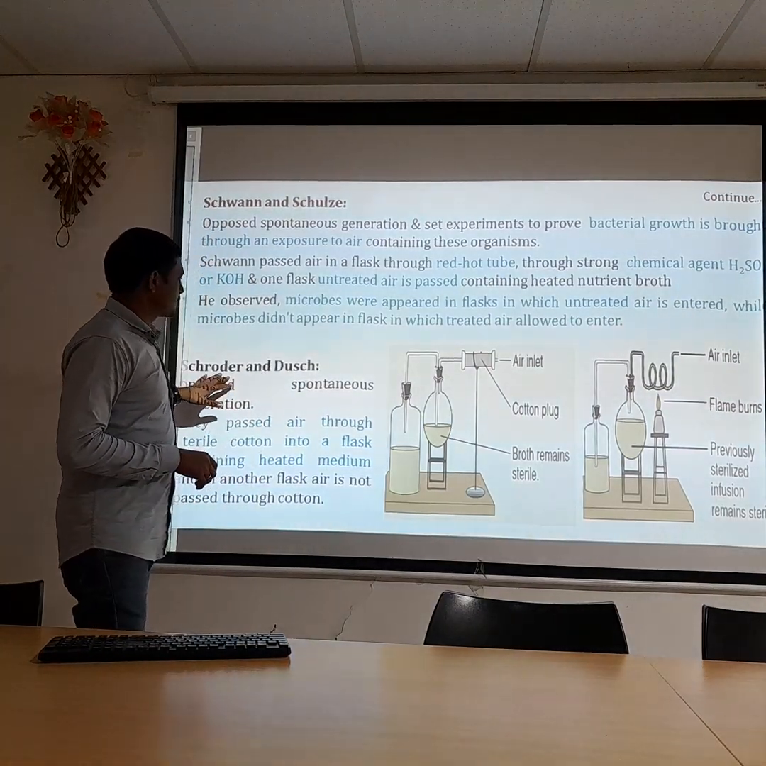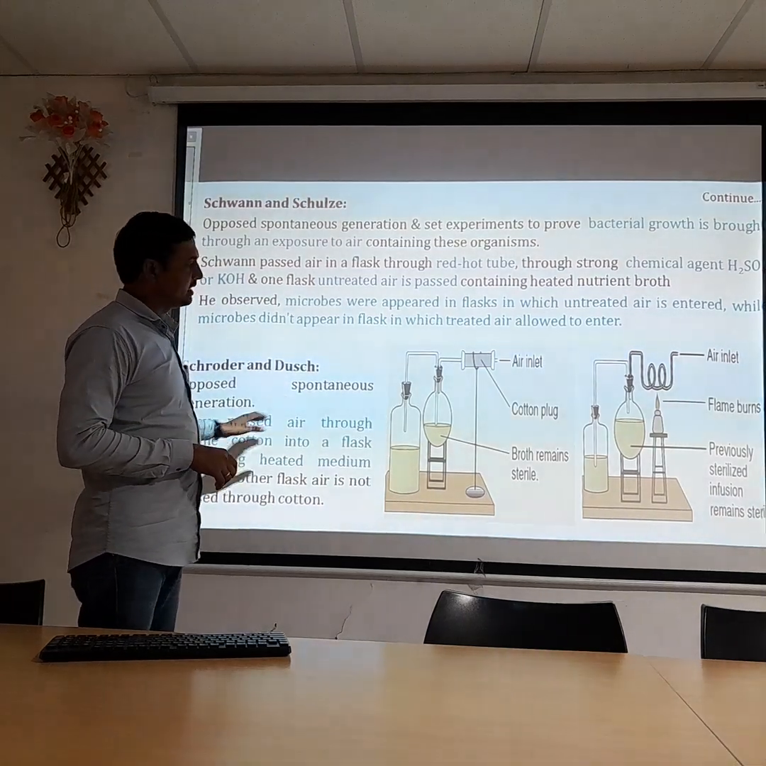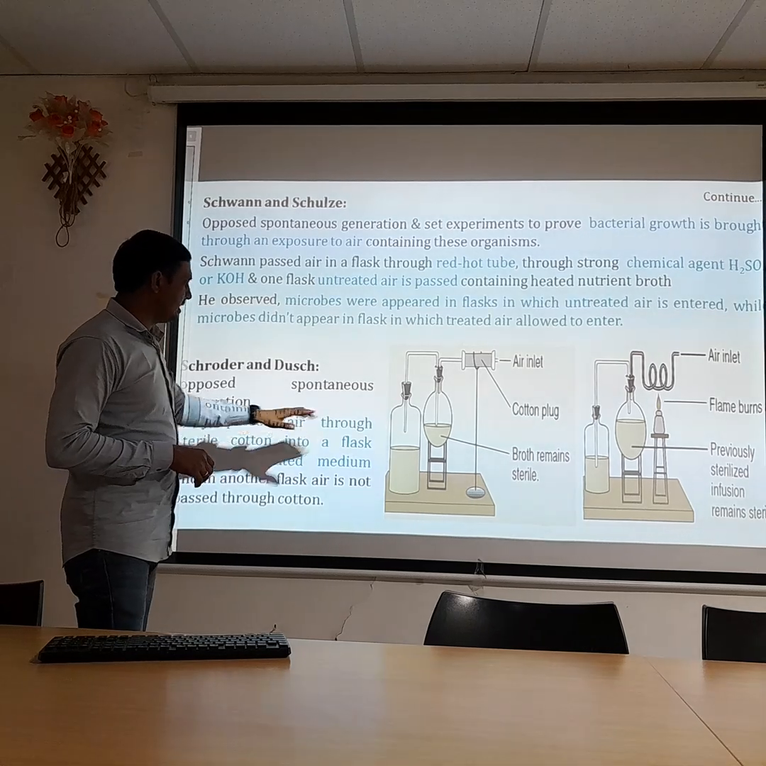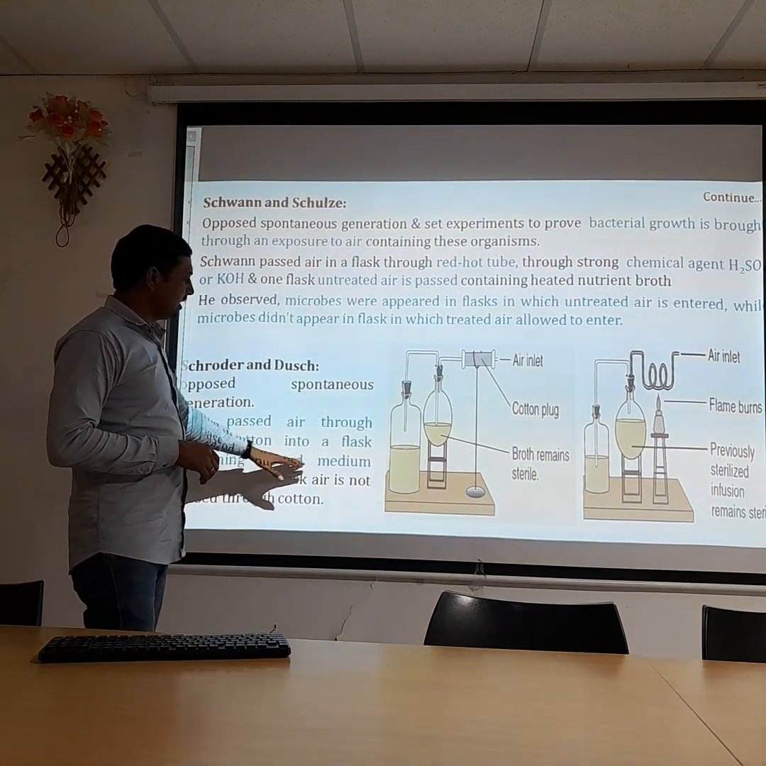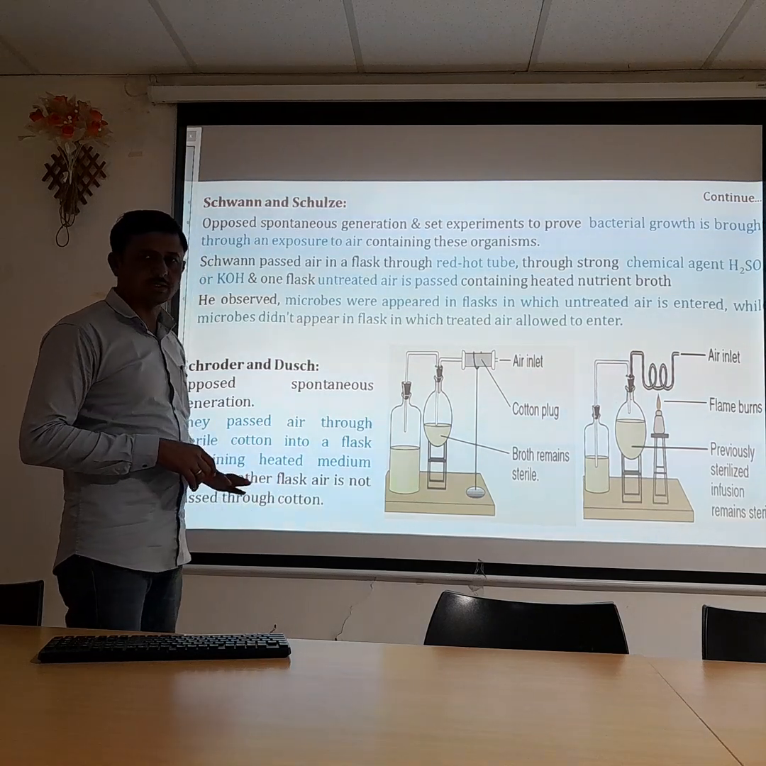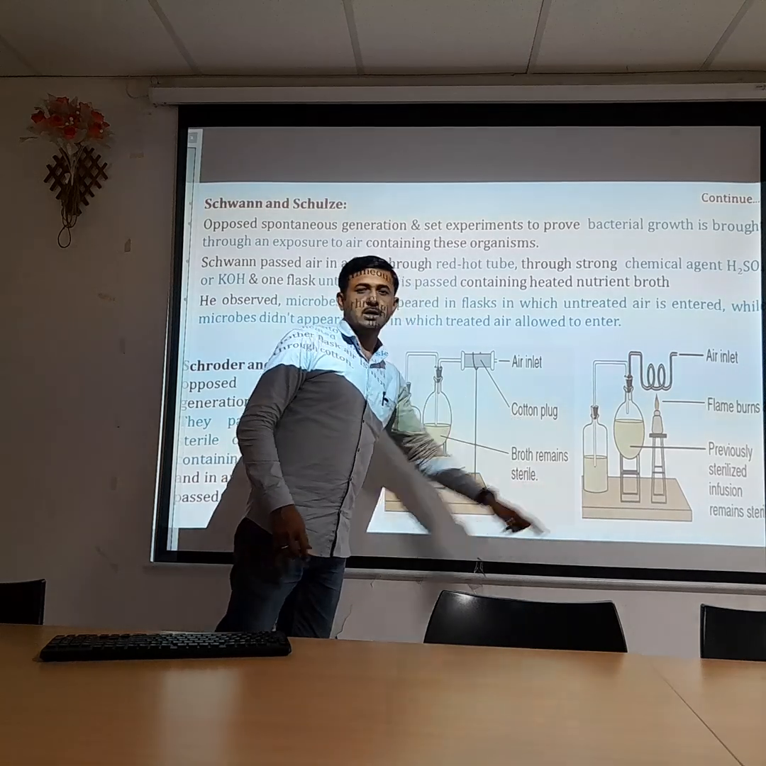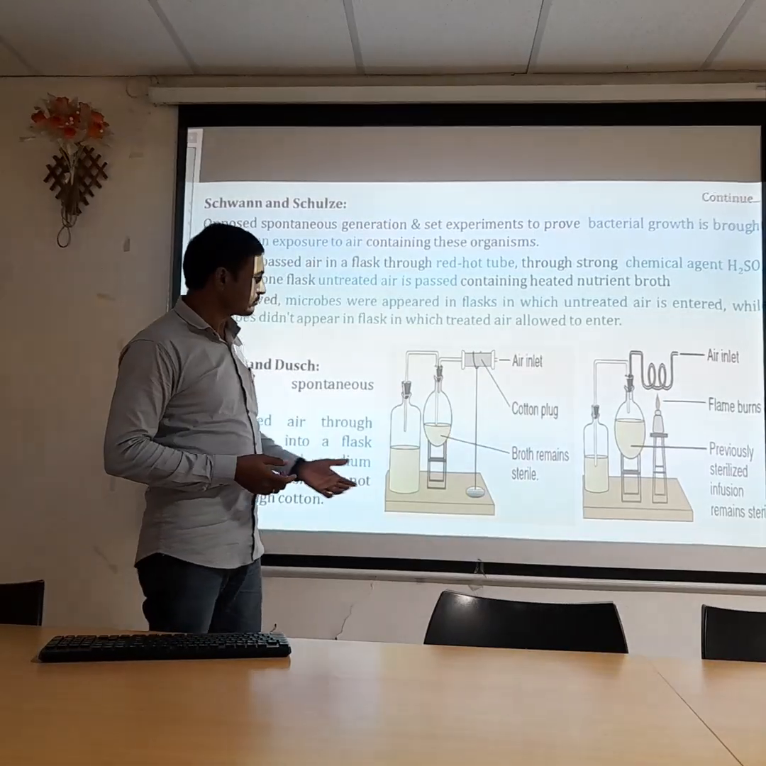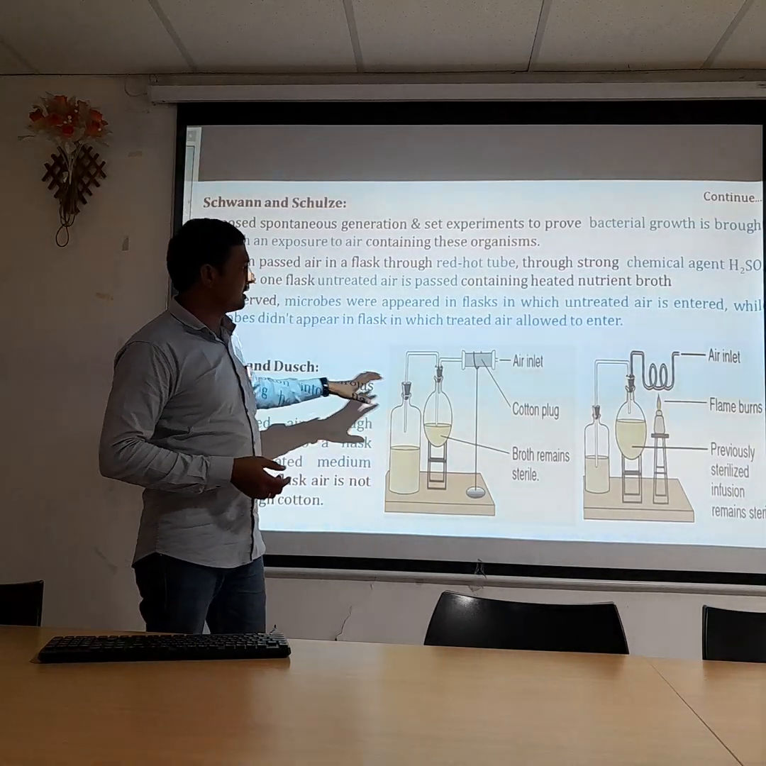Again, Schroeder and Dusch opposed spontaneous generation, and they set up another experiment. In this, they passed the air through a sterile cotton into a flask containing heated medium, and in another flask air was not passed through the cotton. In a similar way, a red hot tube was used, with hydrochloric acid or a strong agent. In another experiment, Schroeder and Dusch set up another setup.